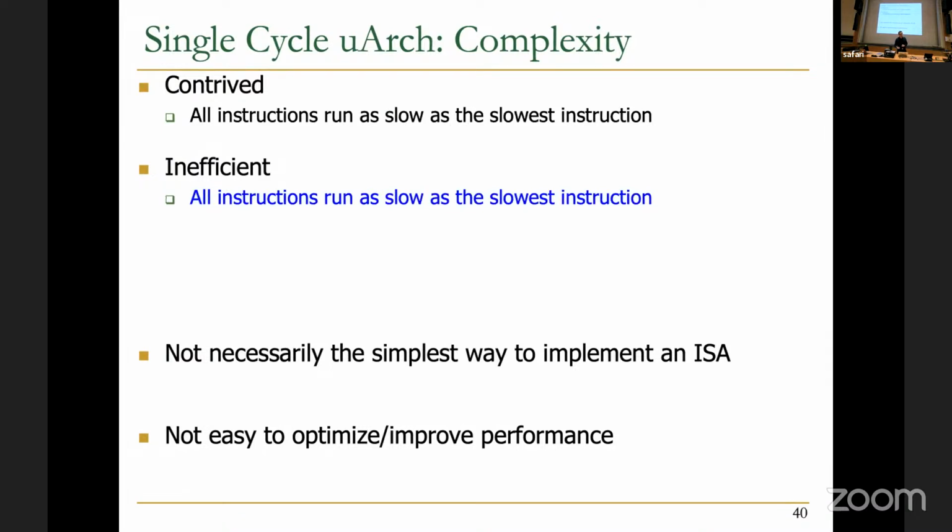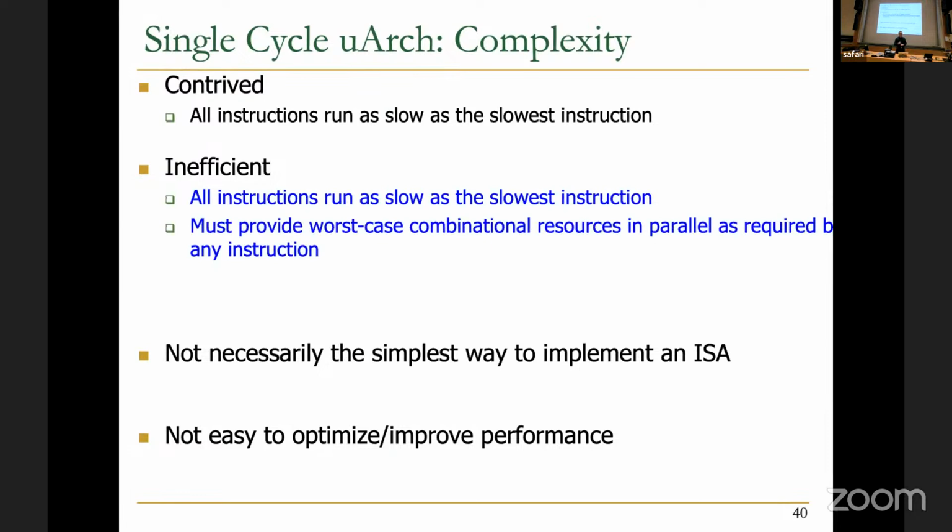Inefficient, because all instructions run as slow as the slowest instruction. There's a lot of wastage, and also a lot of wastage in terms of time, right? So the longest instruction takes 600 picoseconds. Some instructions take 400, so some of your clock cycle is wasted. But also, you need to provide worst case combinational resource in parallel as required by any instruction. I don't know what happened here. That should be "by".